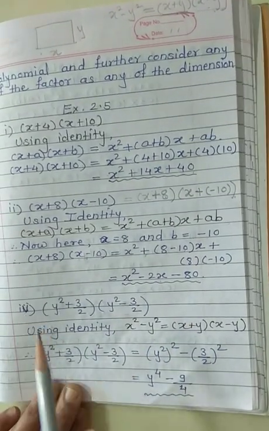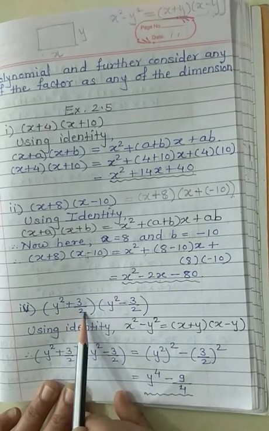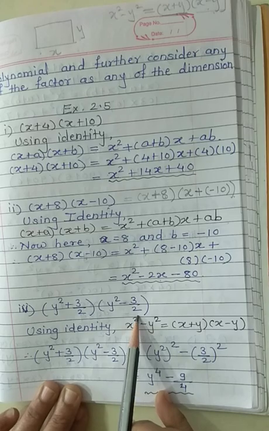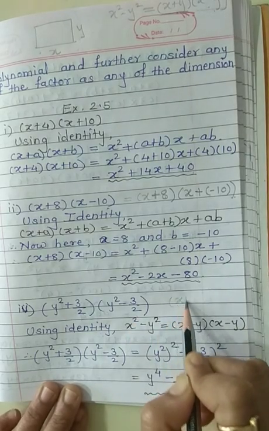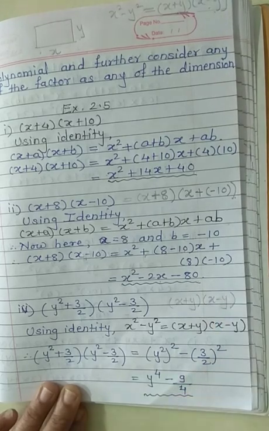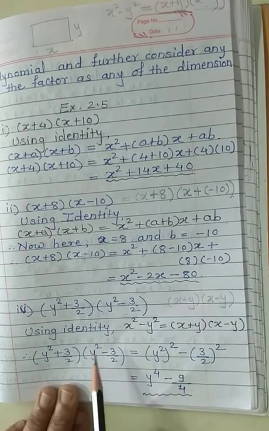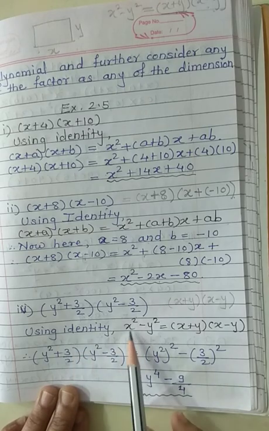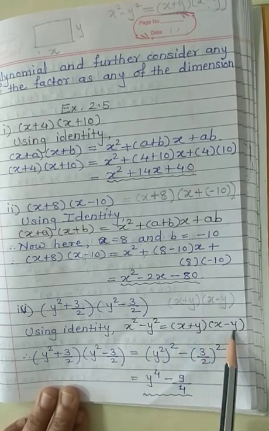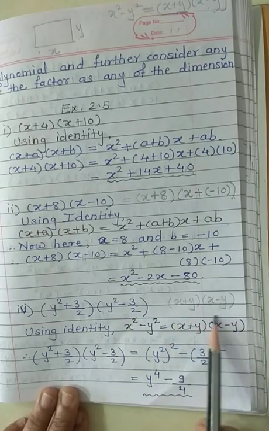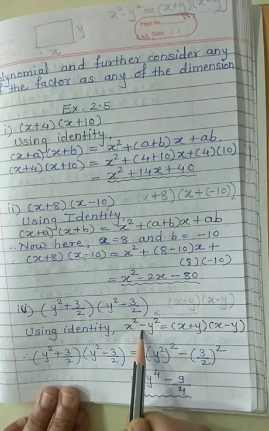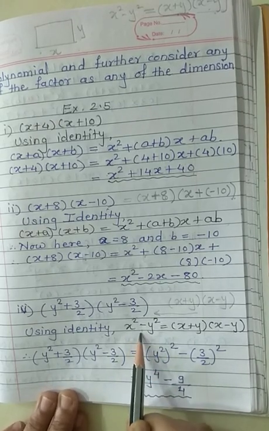Fourth sum, (y square plus 3/2)(y square minus 3/2), which is in the form (x + y)(x - y). Now this is the third identity. We have learned it. x square minus y square is equal to (x + y)(x - y). So vice versa here. The sum is given in this format, so we have to convert it to this form.